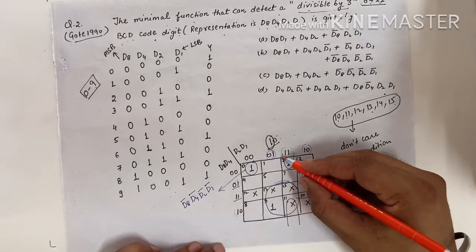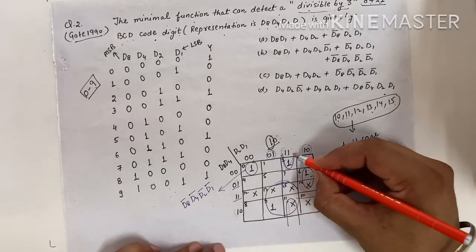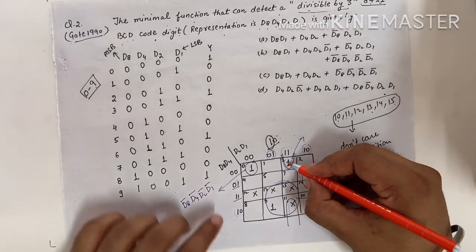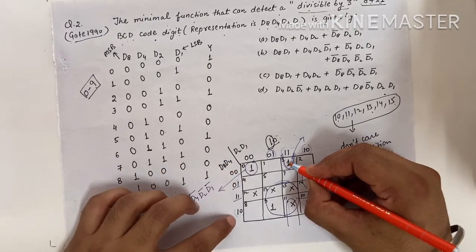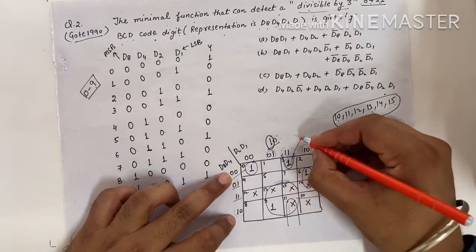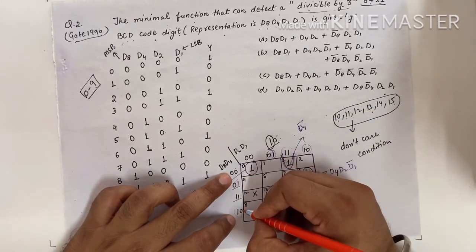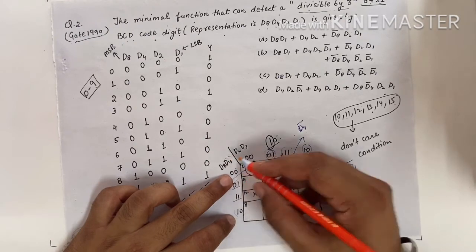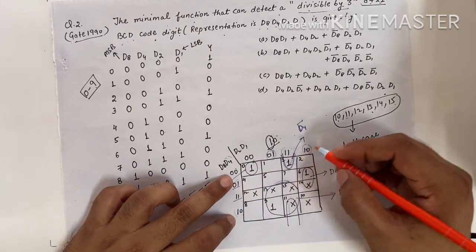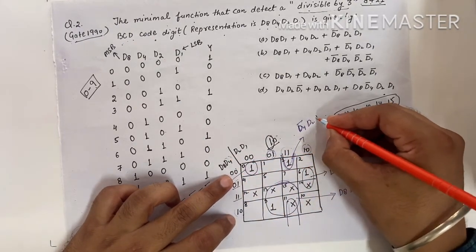Okay, now this grouping we have to write here. This is 0 0 and this is 1 0. What is common? 0 is common. 0 is D4 complement, because the second bit is 0, and here the second bit is 0, and the second bit is represented by D4. Now we can see here 1 1, 1 1 means D2 and D1.